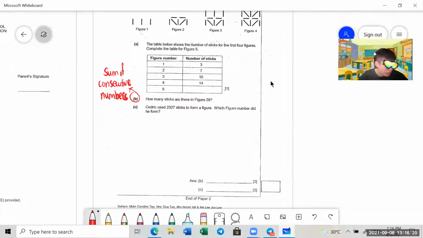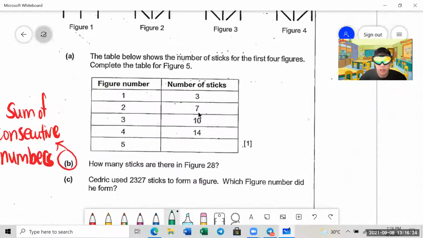Now we take a look at A, or in fact, let's start off with writing down, finding out what this is. How do I get from 3 to 7? Plus 4. How do I get from 7 to 10? Plus 3. How do I get from 10 to 14? Plus 4. How do I get from here to here? Plus 3. Therefore, my answer is 17 for A. If you got this correct, wonderful. Now, let's go on to the next one.